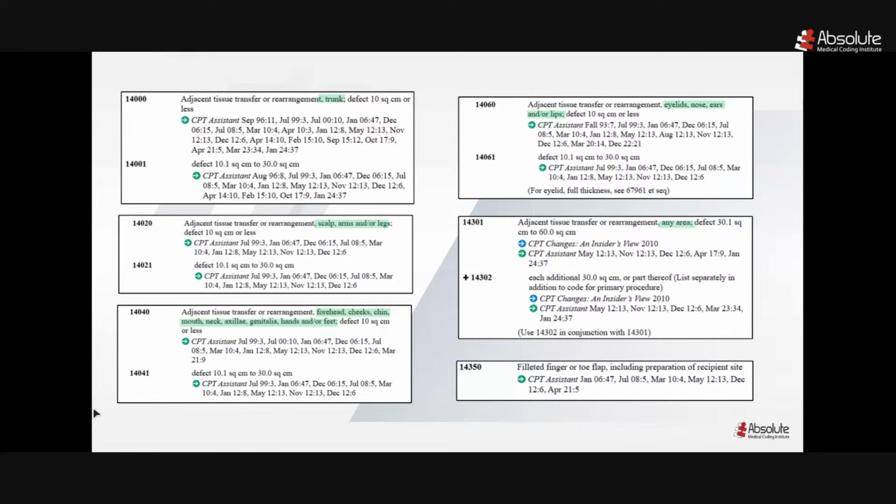So a quick tip, think of classification as body areas first and then defect size, then add on if needed. Now this will help you to pick the right code quickly and accurately.